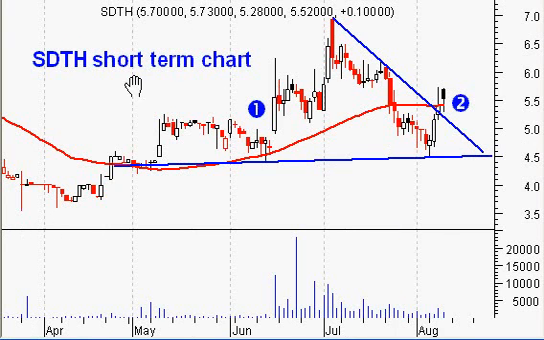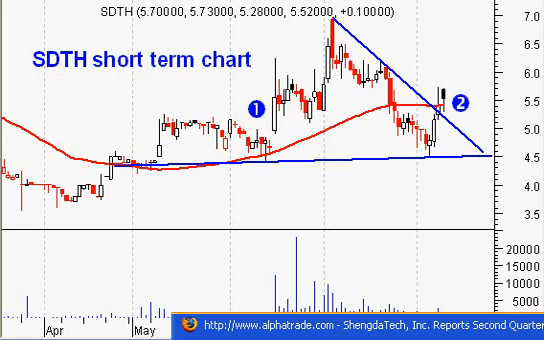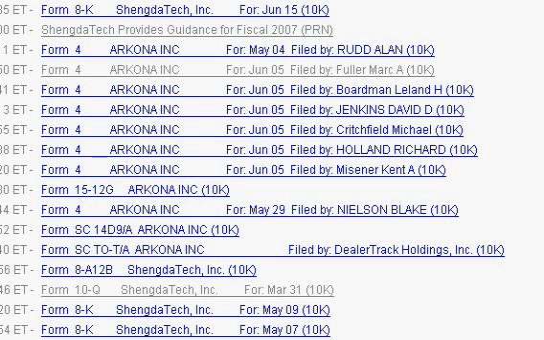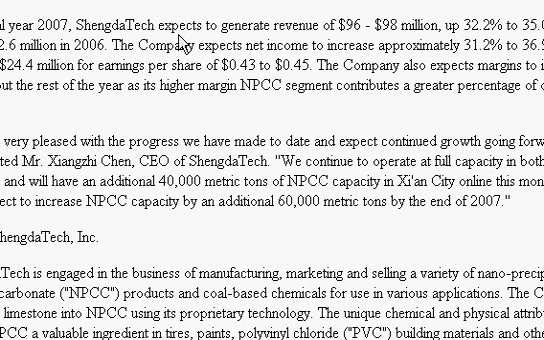Let's see the short-term chart. Well, there's no trend. The stock went up here when the company gave full year 2007 guidance of, I believe it was 44. Let me check that. It was 44 cents per share. Just a second, please. Yes, about 44 cents per share on about 97 million in revenues.